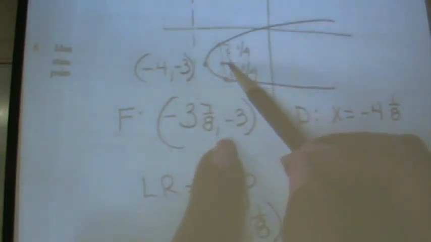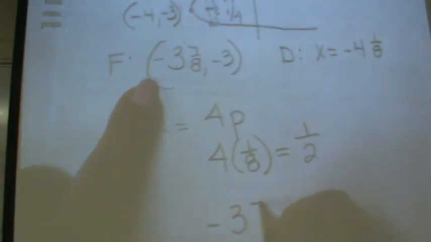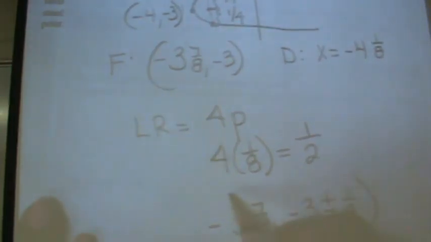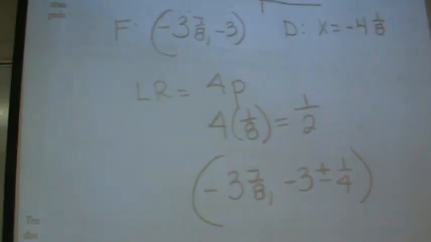How would you go up 1/4 and down 1/4 and name these coordinates? This coordinate and this coordinate would be called -3 and 7/8, comma, -3, and you can write plus or minus 1/4. That would give you these 2 ordered pairs right there. And I'm fine with you writing it just like this. If you wanted to simplify it, go for it. If you want to leave it like that, I'm okay. That shows me that you know exactly where your 2 endpoints are. Do you guys understand this?